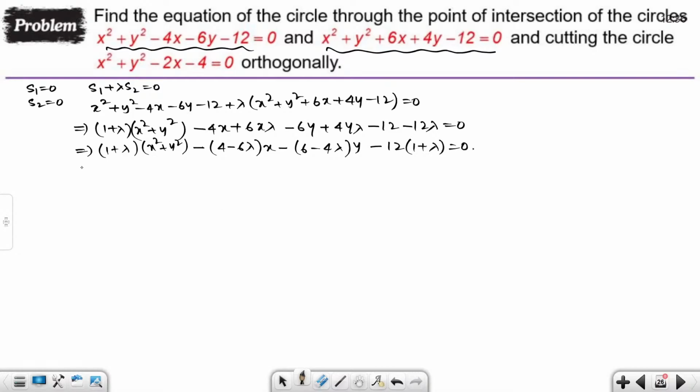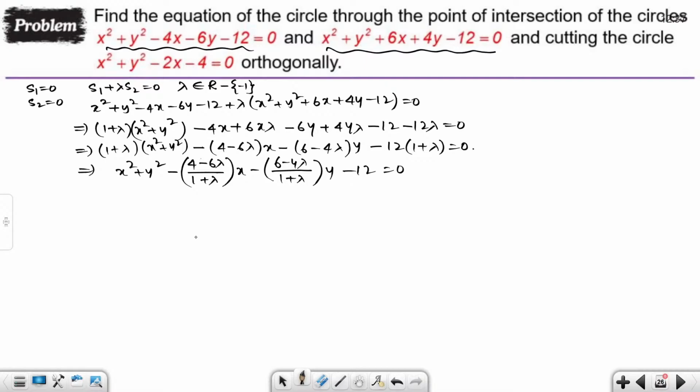Am I correct? Therefore, if I divide by 1 plus lambda, because as we all know that lambda cannot be equals to minus 1. Here your lambda can be any real value except minus 1. So 1 plus lambda will never become equals to 0. So I'm dividing by 1 plus lambda, we are getting 4 minus 6 lambda by 1 plus lambda x minus 6 minus 4 lambda divided by 1 plus lambda y minus 12 equals to 0.